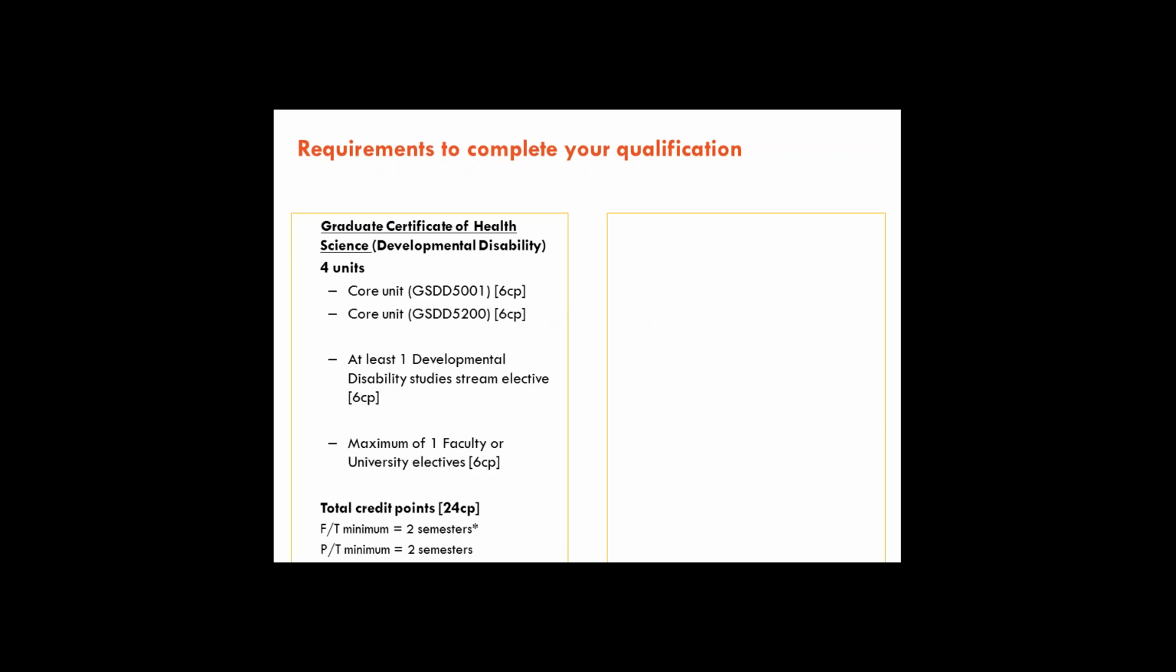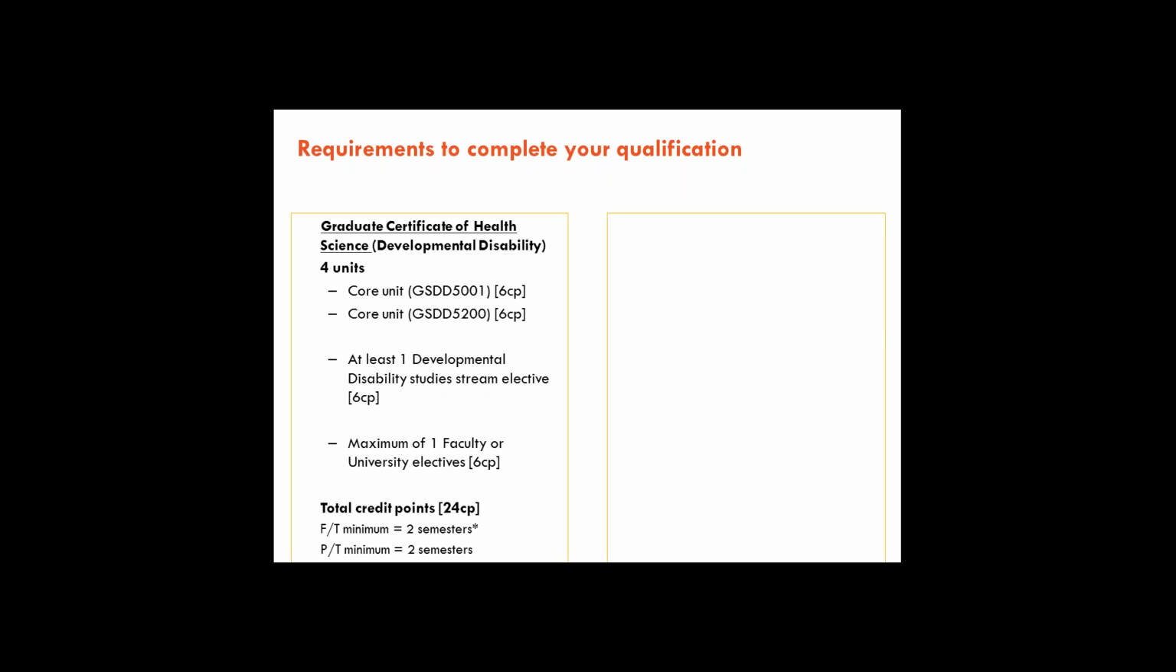So turning to the Graduate Certificate, it's a much shorter course, although all the units of study are common, so both the Graduate Certificate and the Master's students study these units together. The two core units that I mentioned, Critical Issues and Disability Theory, are core units for both programs. And the Graduate Certificate students have to do at least one other developmental disability elective, although they can do two, and they can do a maximum of one faculty or university elective, and those are electives about other related topics which are not developmental disability specific. So you can do those, but you're certainly not required to. But you must do at least one developmental disability elective.